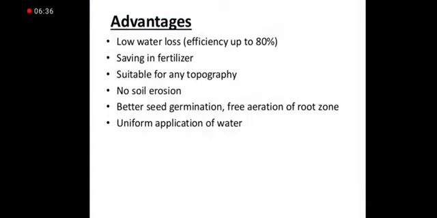What are the advantages of sprinkler irrigation? It is being used very effectively nowadays because it requires less water and it can irrigate a large area. Here water erosion will not occur and the fertilizer which we want to provide, we can add to the water and fertilize the whole land. So these are a few advantages, as we can see here, that is low water loss.